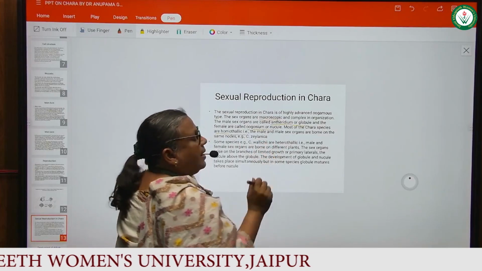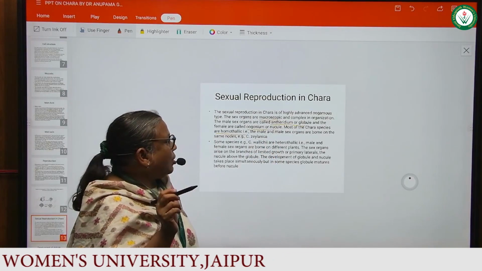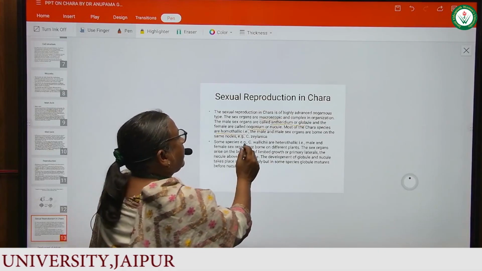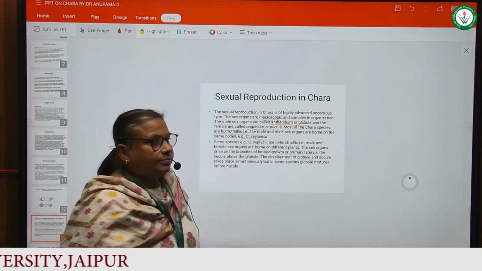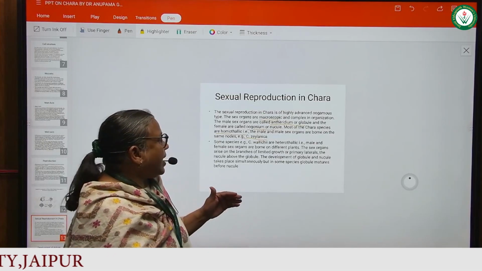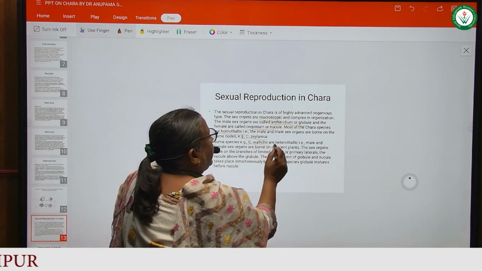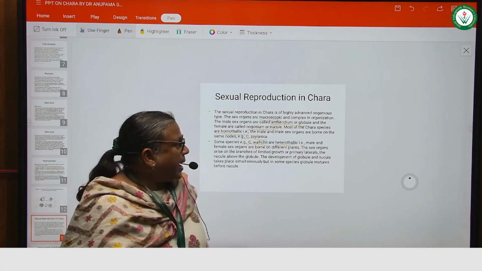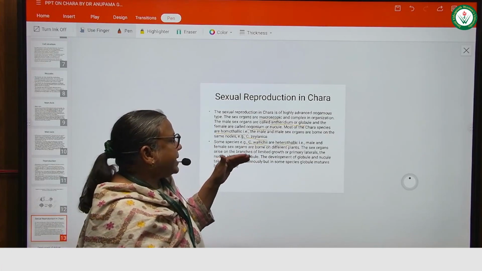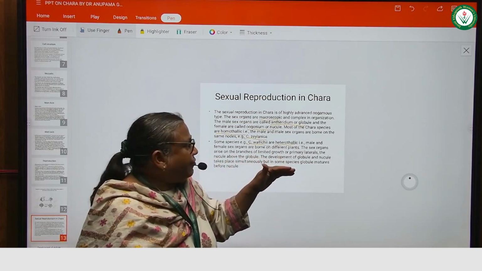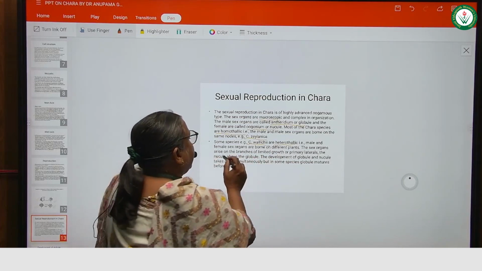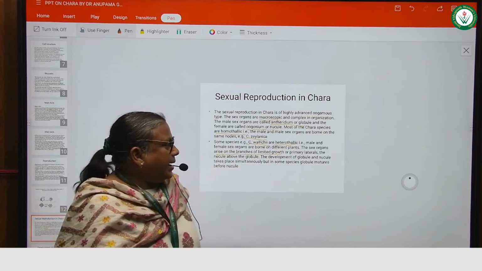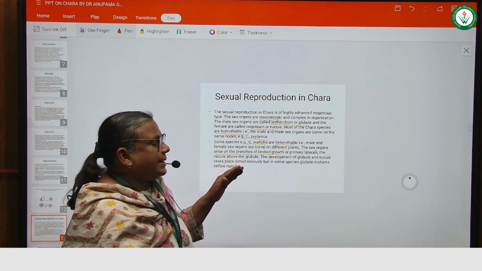The male and the female sex organs are borne on the same node, for example in Chara zeylanica. Some species of Chara, like Chara wallichii, are heterothallic. What do you understand by the term heterothallic? The male and the female sex organs are borne on different plants. The sex organs arise on the branches of limited growth or on primary laterals. The nucule lies above the globule.